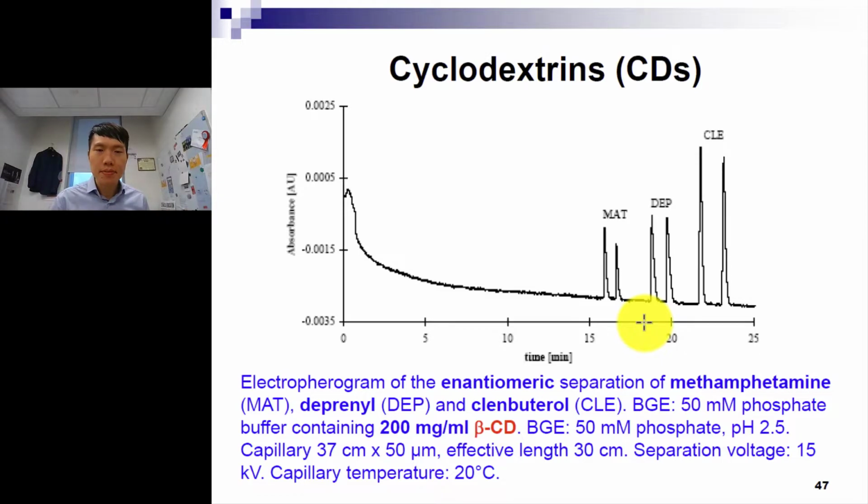Here we have an electropherogram using CD. We have enantiomeric separations here. So these are all your enantiomers, right? But because the CD has a handedness inside, it's chiral, so it's able to separate them, using a beta CD.